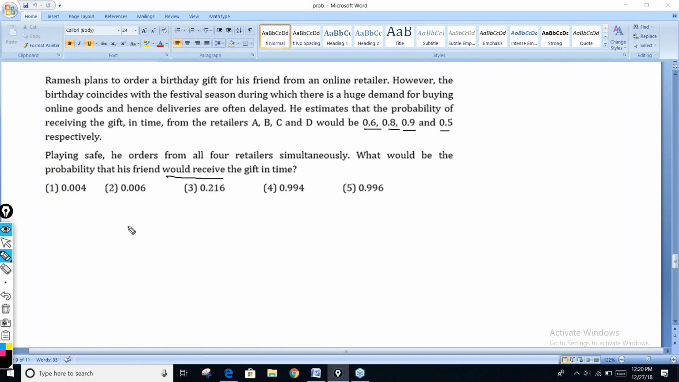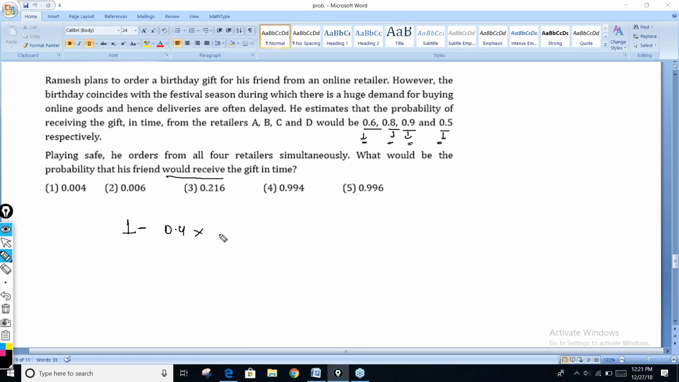So what I do, if I subtract from 1 that he will not receive the gift from any of the retailer, he will not receive from here, he will not receive from here, he will not receive from here, he will not receive from here. So if I multiply this, I'll get the probability that he will not receive in any of the case. But if I subtract from 1, I'll get the probability that he will receive the gift from at least one of them. Okay. So he will not receive the gift from here, it is 0.4.